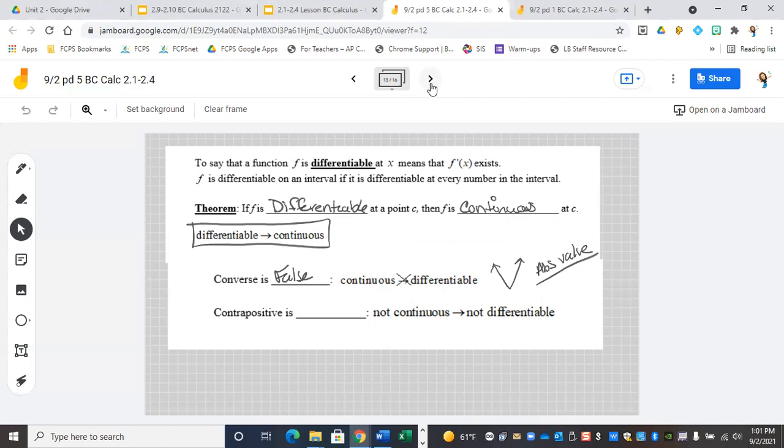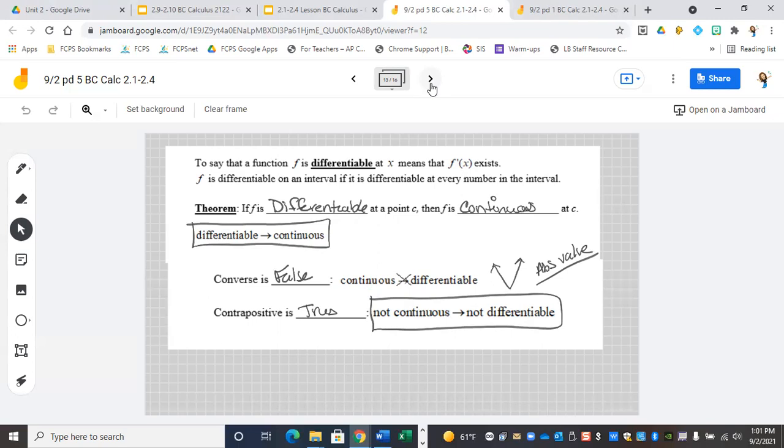Differentiability, we know it's continuous. However, continuity does not mean differentiability, and your absolute value function can prove that to you. Your contrapositive is true. In other words, if it's not continuous, it can't be differentiable. So right away, you know if it's not continuous, it's not differentiable.